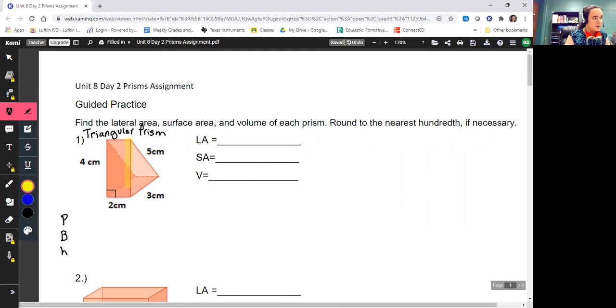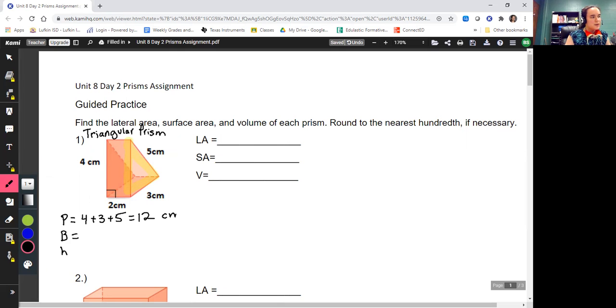So that means that this right here is our triangle, and that's what we're going to use to find the perimeter and the base. So we're going to add 4 plus 3 plus 5, and that's 12 centimeters. And we're going to find our base area using 4 and 3 divided by 2, and that's 6 centimeters squared. And our height for our prism is 2 centimeters.